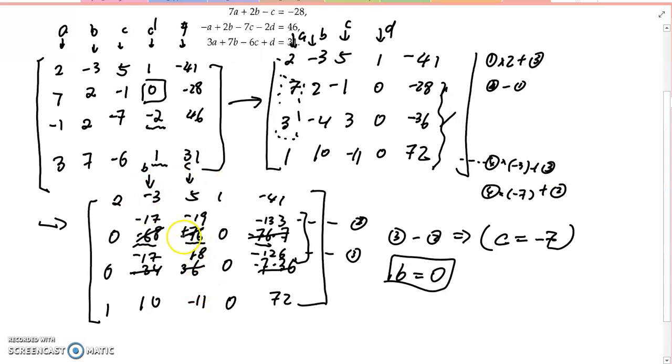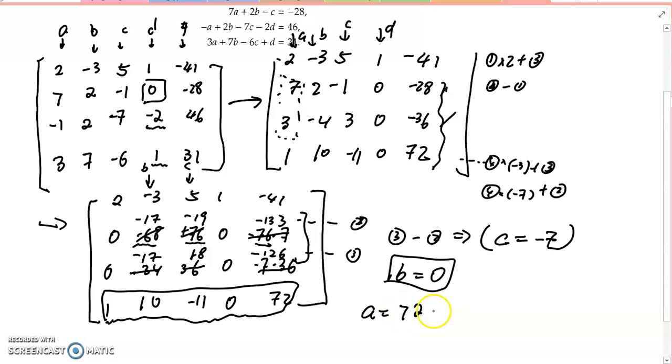Now you can go to this equation, right? B is 0, C is -7, so you can get A is equal to 72 plus 11 times -7, so it's -5.